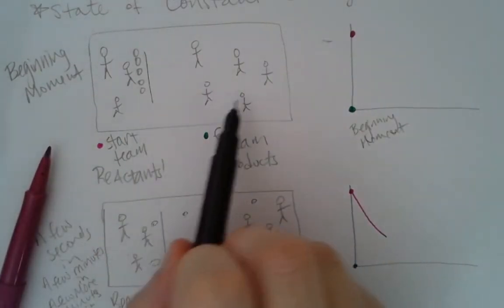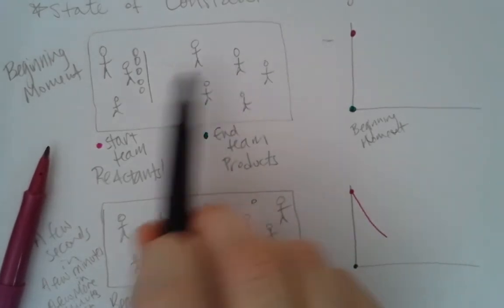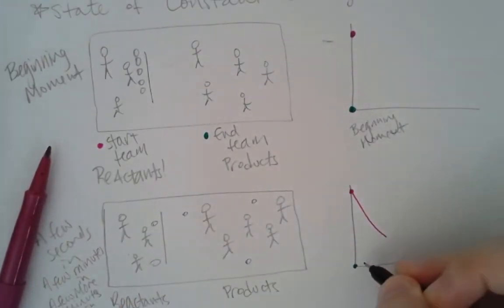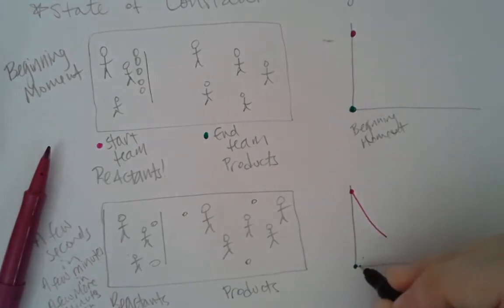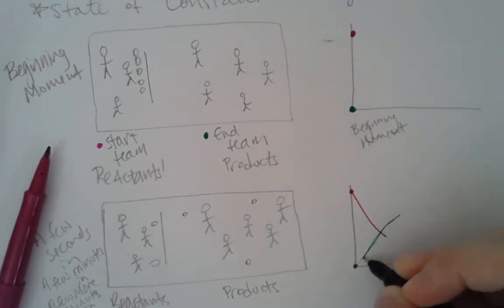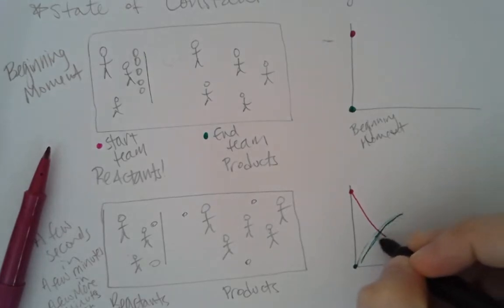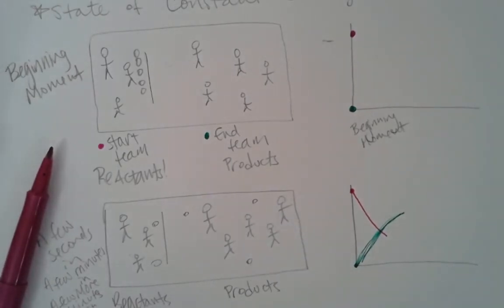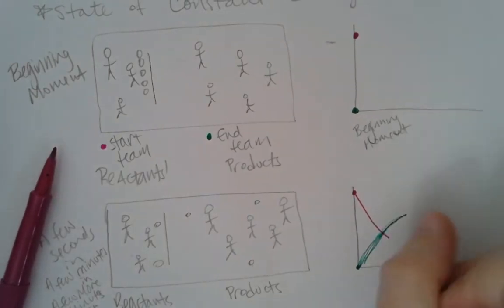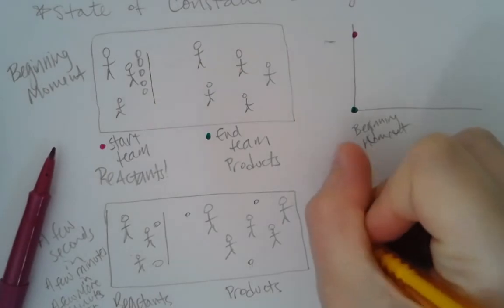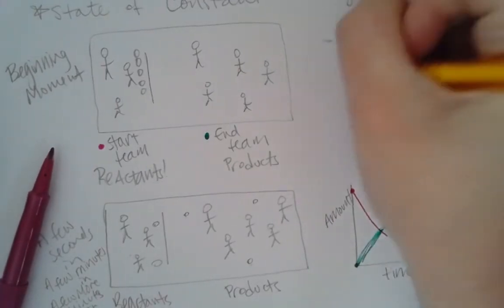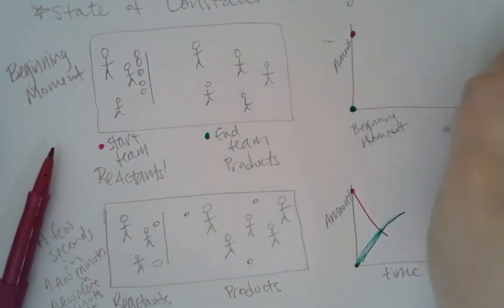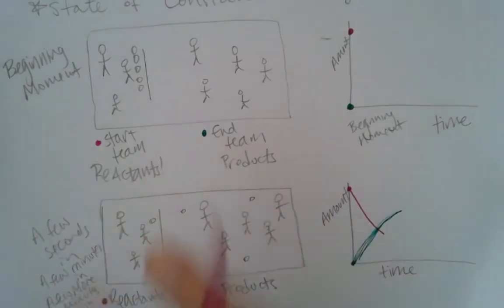At the same time, the product people are getting bouncy balls thrown at them. At that moment, there's a noticeable increase in products, because now you've got like bouncy balls being thrown at your product people. Oh, these are always nice little curves. I'm not an art major. And then, so this is time. This is amount and time. Our reactants are still pink. Our products are still green.